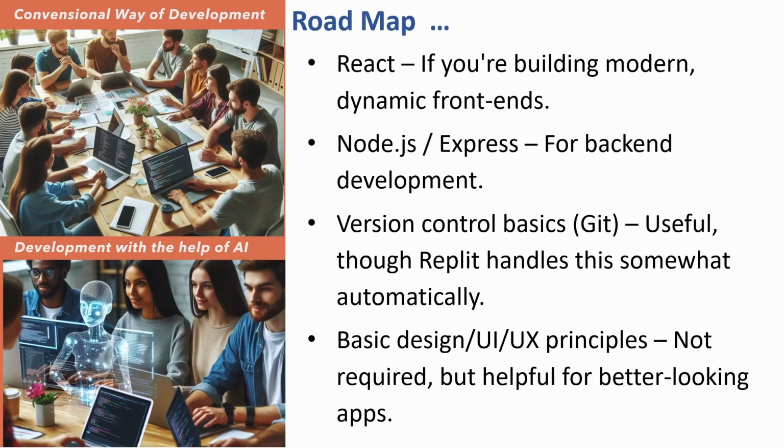Version control basics is Git, useful, though Replit handles this somewhat automatically. Here Replit is one of the artificial intelligence agents that is used for coding the application. So the version control is also done by Replit, but you should have some knowledge of version controlling. Then basic design, UI/UX principles, all things will be taken care of by AI, but if you have the basic design knowledge, that will help you to instruct the AI to enhance the front end design.